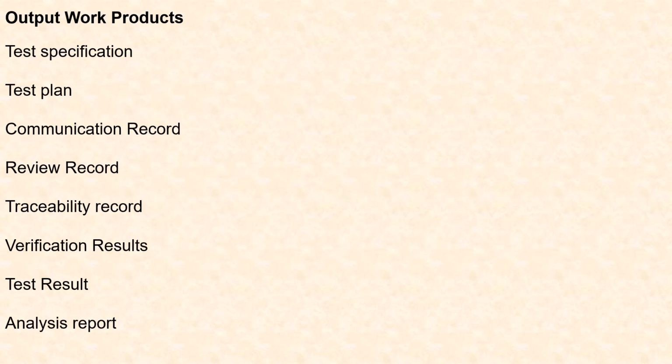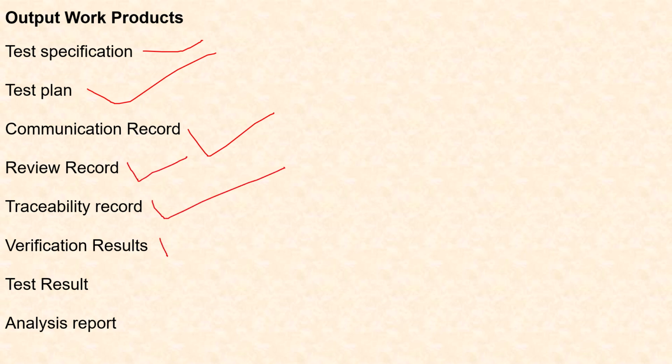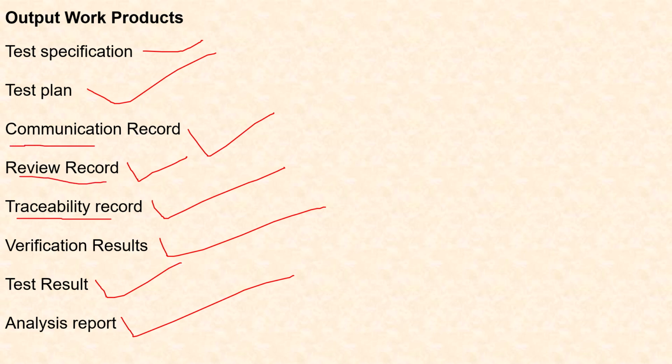What are the important work products? Important work products comprise the test specification, the test plan, the communication record, the review record, the traceability record, the verification results, and the test result and analysis report. All these things are important. By this time you would have noticed that the communication record, review record, and traceability record are a standard part of this report.